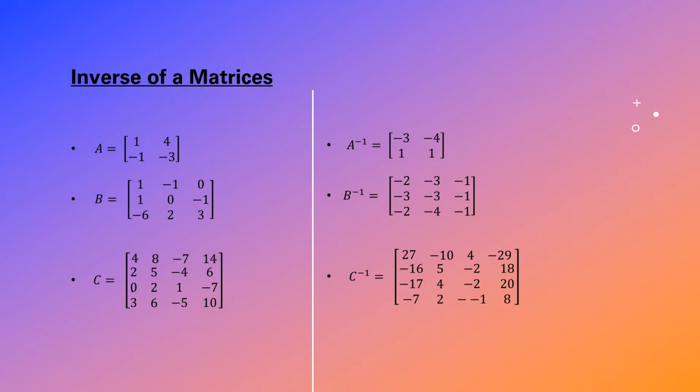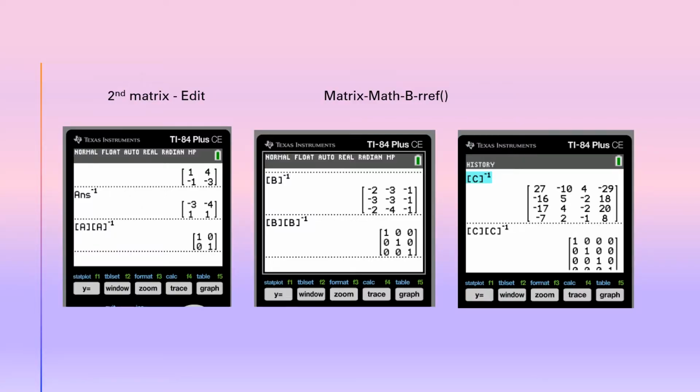Using our graphing calculator, we can find that A inverse is also a 2 by 2 matrix, which is -3, -4, 1, 1. B inverse and C inverse are as given in the slide. So let us see how to get these values, A inverse, B inverse, C inverse, for the given matrices using our graphing calculator. In order to find the inverse matrix, let us enter the matrix in our graphing calculator.